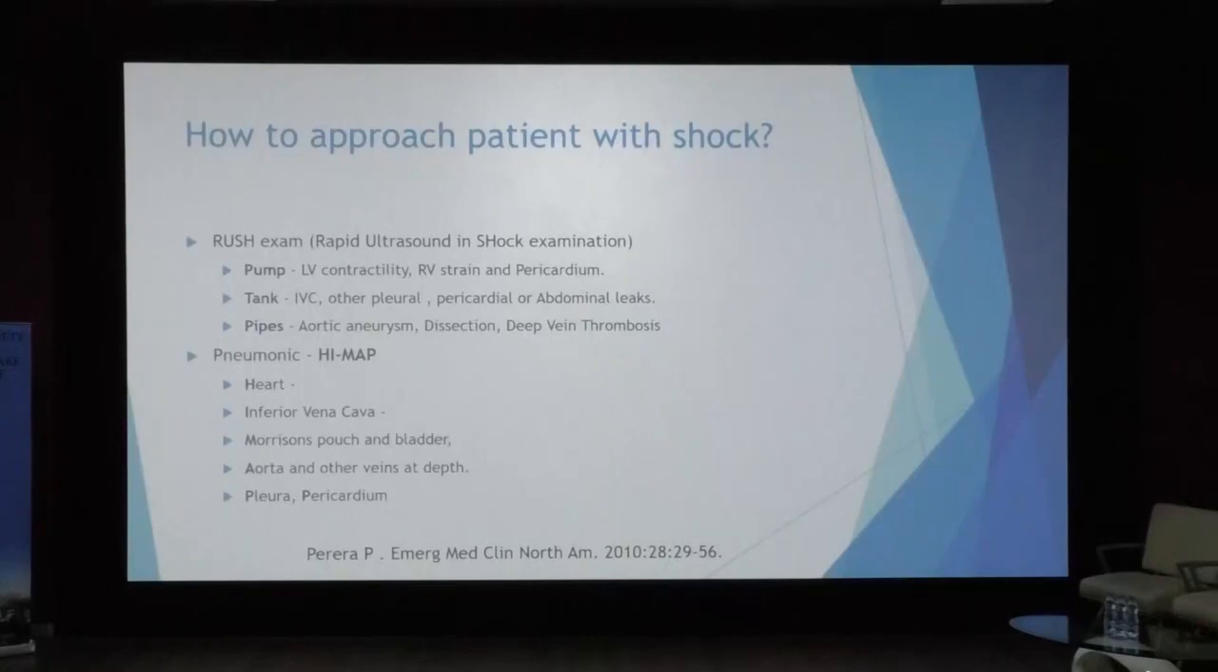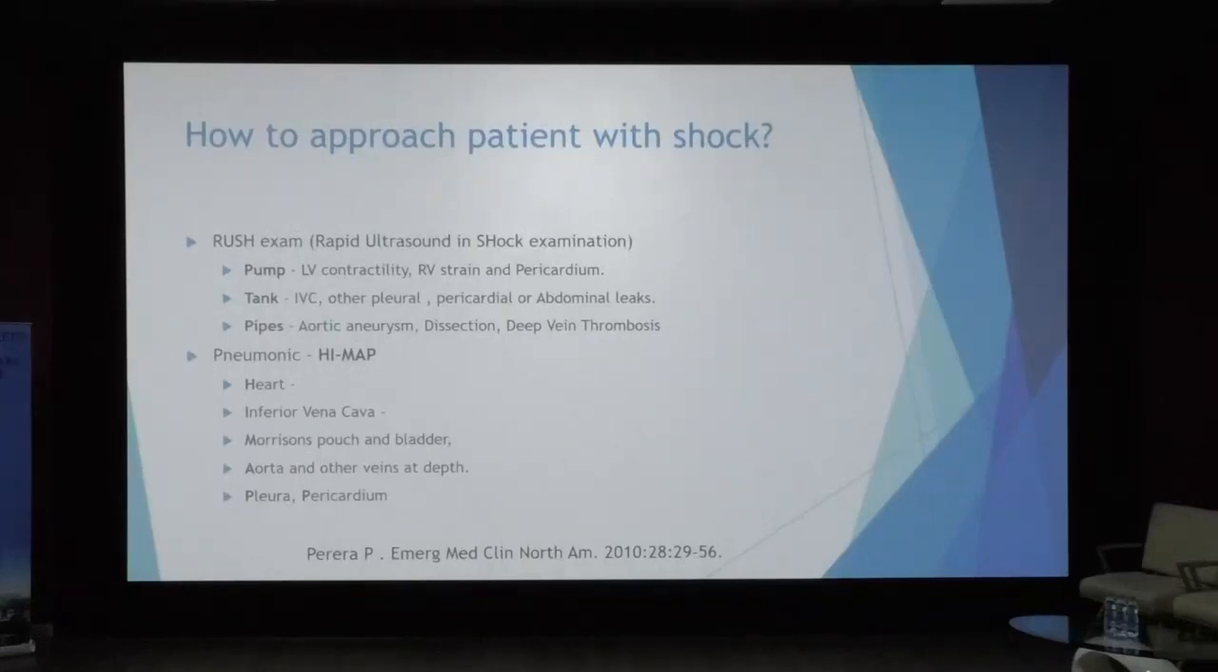Now, what we see in the pump is more importantly the LV contractility, RV strain, and the pericardium. If the patient has an LV dysfunction or pericardial effusion, things will be different. In the tank, we check the IVC, the pleural cavities, and the pericardial and abdominal leaks, so that we understand the patient is leaking. It may be a hypovolemic component. In the pipes, we look for aortic aneurysm, dissection, or deep vein thrombosis. All this examination can be finished in less than 5 minutes.